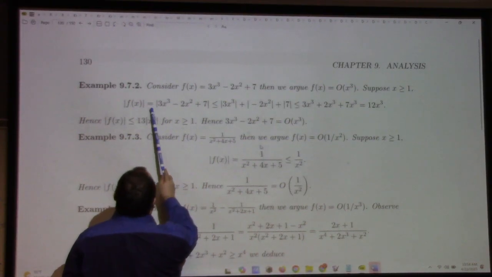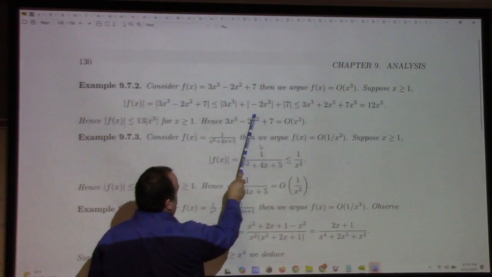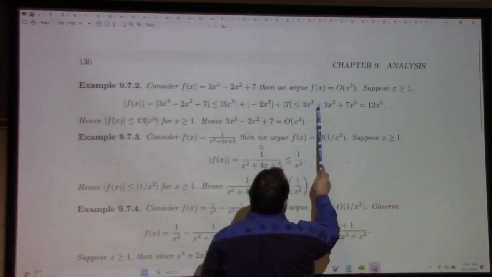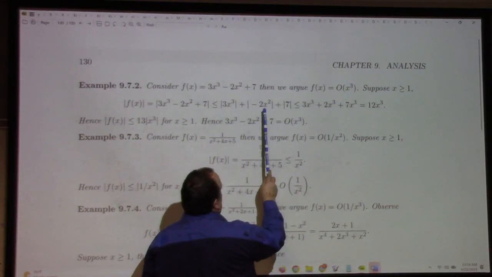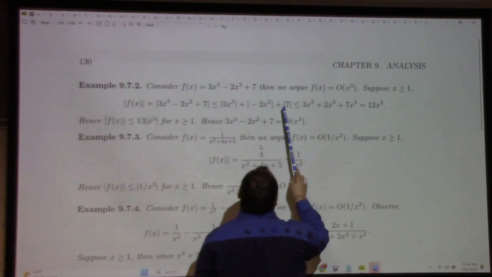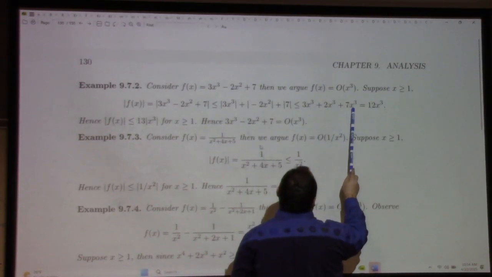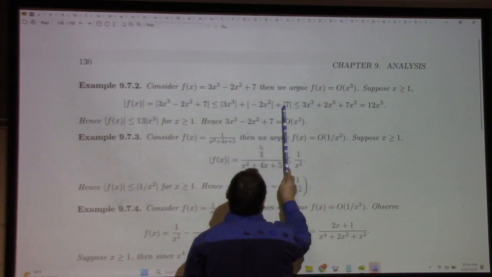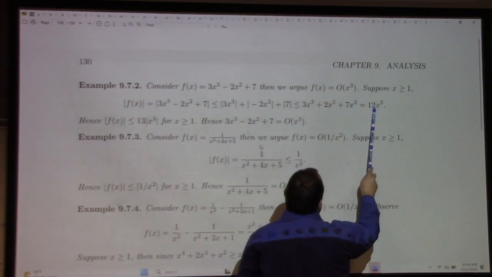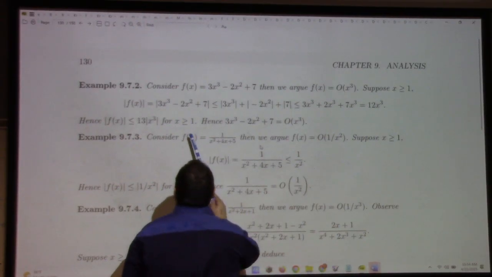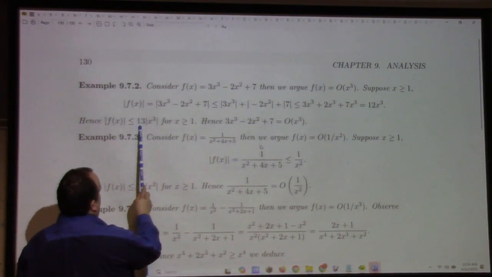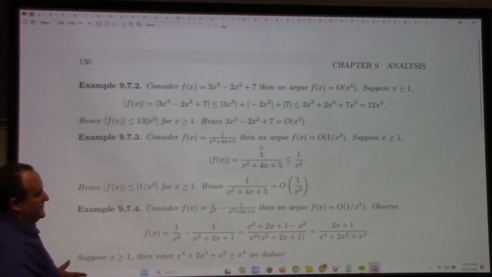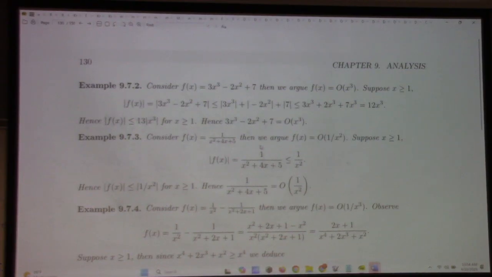Let's see here. So we have the triangle inequality gives me that. But then the absolute value eats the minuses, of course. And we have this. And by the way, if x is greater than or equal to 1, then certainly x cubed is bigger than x squared, and it's bigger than 1. So I just make there x cubes everywhere, right? Because we've got less than or equal to, which means 12x cubed bounds this guy above. So the absolute value of f of x is at most 12 times the absolute value of x cubed, which proves then that 3x cubed minus 2x squared plus 7 is order x cubed.